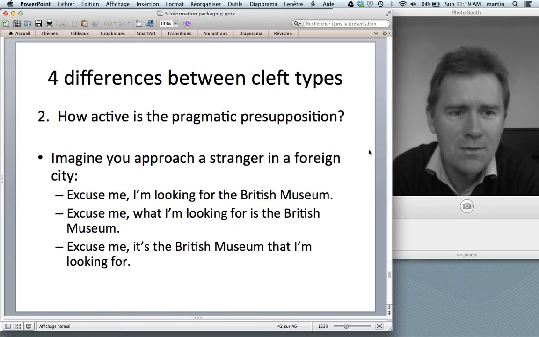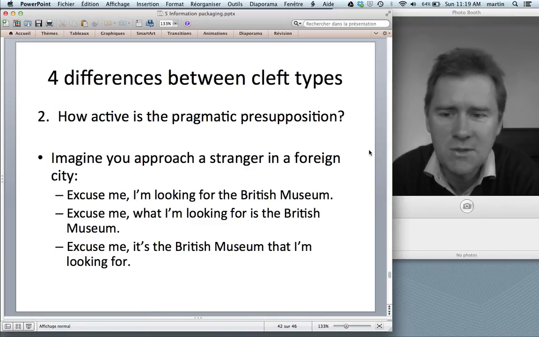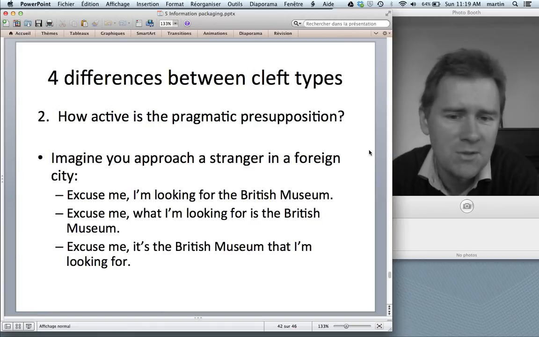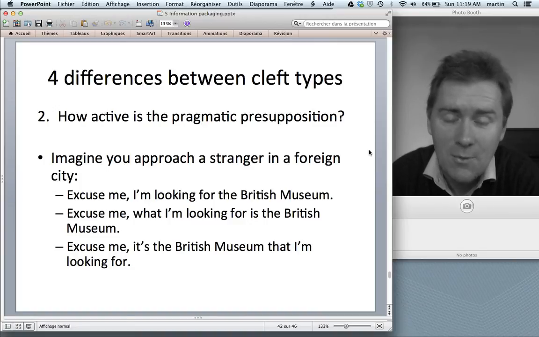If you do that, which one of options 2 or 3 would you choose? Excuse me, what I'm looking for is the British Museum, or excuse me, it's the British Museum that I'm looking for. The option that I would choose is the second one. What I'm looking for is the British Museum.